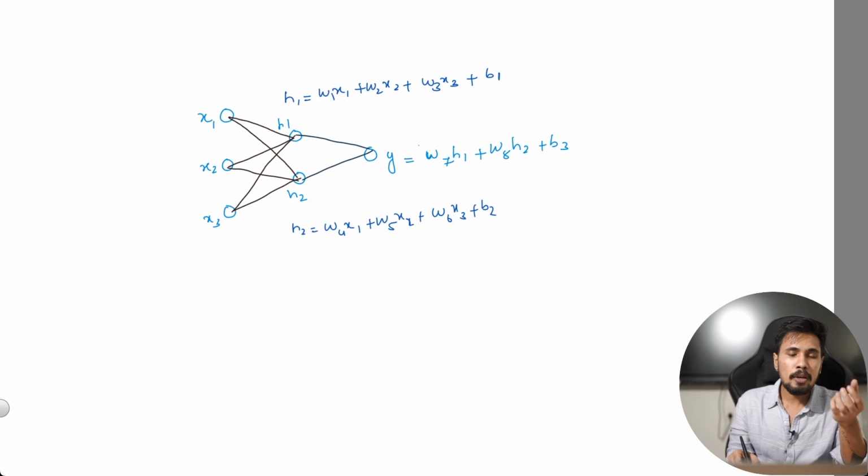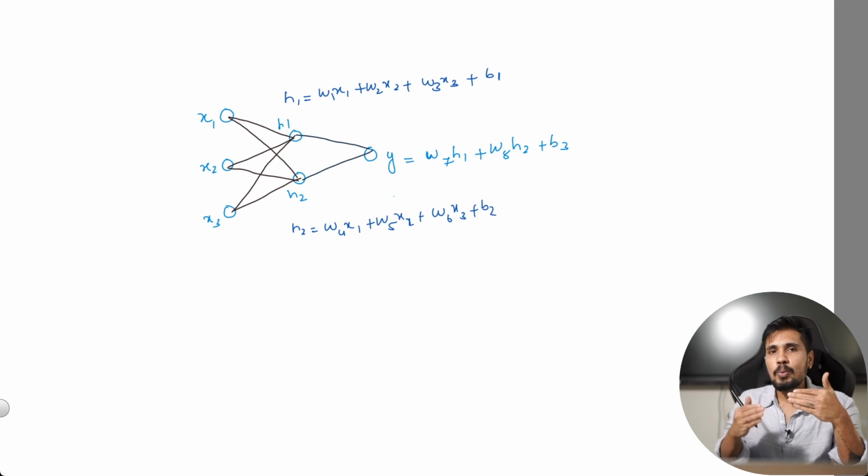Now, in a linear regression model, y would be w1 x1 plus w2 x2. But here in the neural network, instead of having x1, x2, x3, we will have the hidden nodes. So again, it's still not quite a neural network.